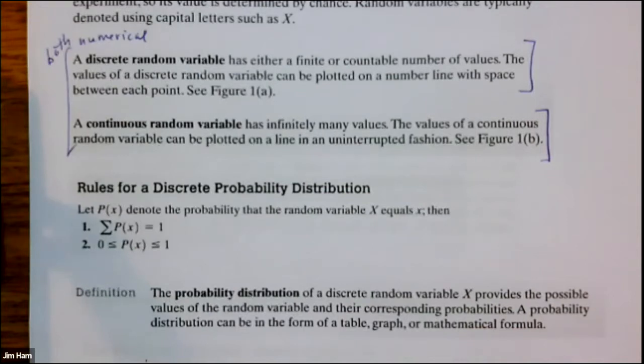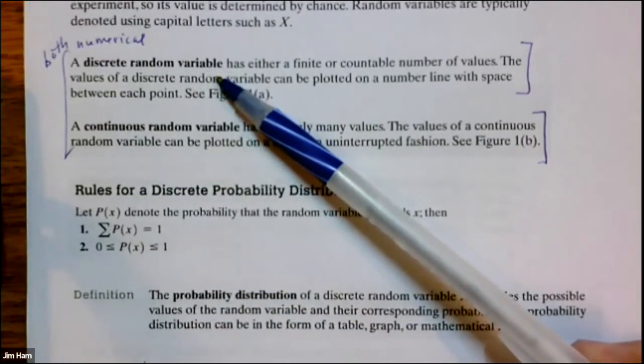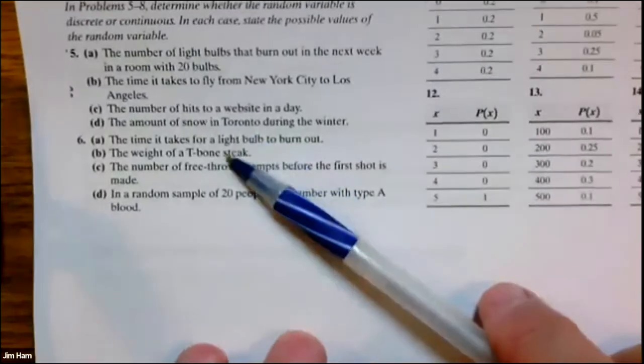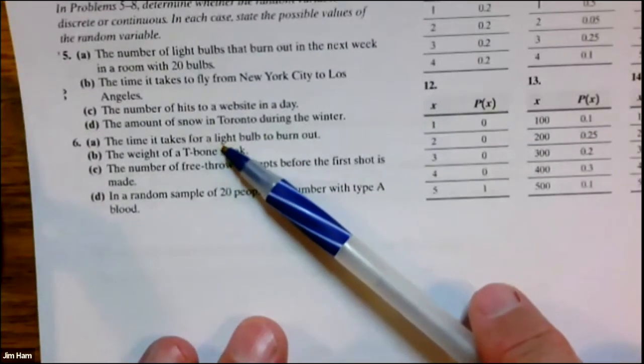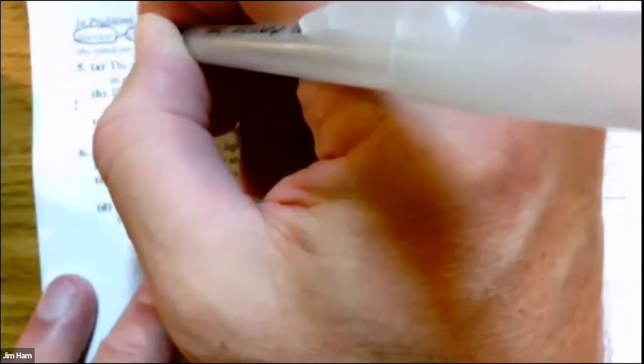This whole section is about the discrete kind, but there is a section where they ask you, and let's just go down to it right here, just to refresh your memory. Let's do number 6. Read part A, the time it takes for a light bulb to burn out. Is that a discrete random variable or a continuous random variable? Put your answer in the chat if you like.